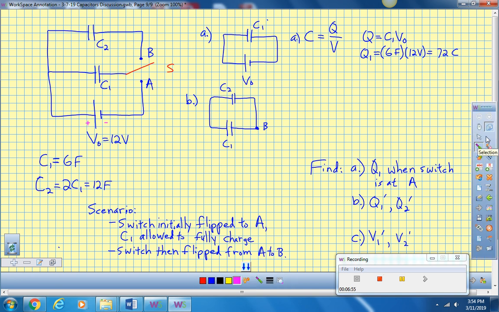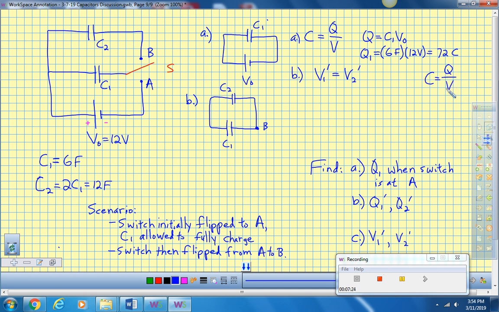Alright, so let's solve this part. If we want to know what charge is on each of these two capacitors, capacitor 1 and capacitor 2, at the end, we've got to begin not from saying Q1 prime equals Q2 prime, but that the final voltage on capacitor 1 has to equal the final voltage on capacitor 2. How do you find those voltages? Well, again, we're going back to our definitions.